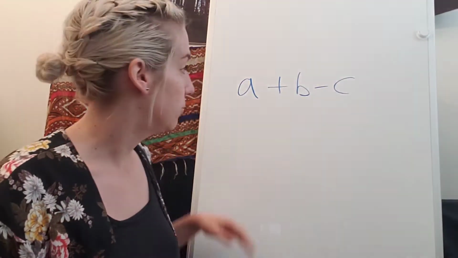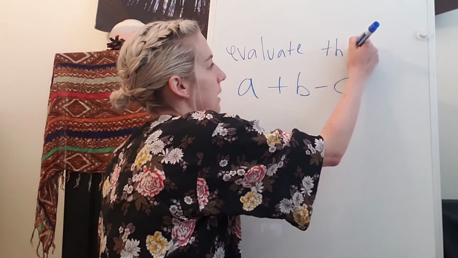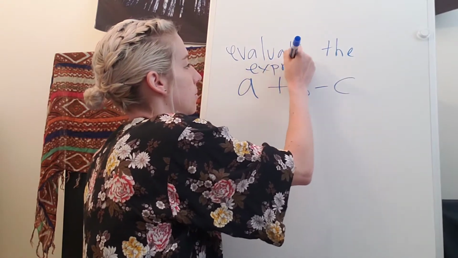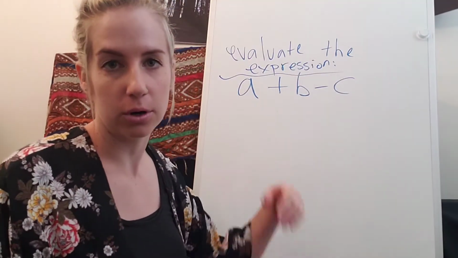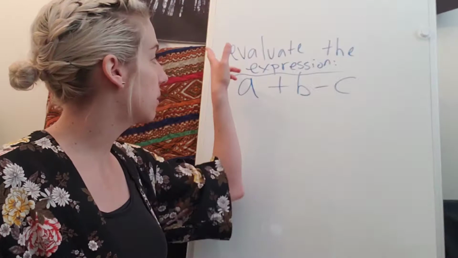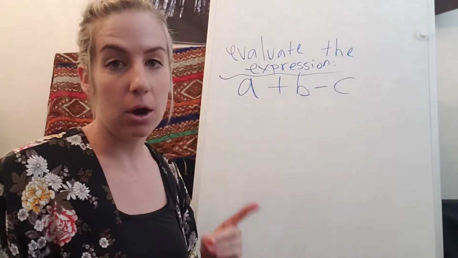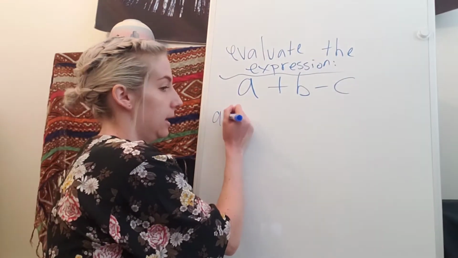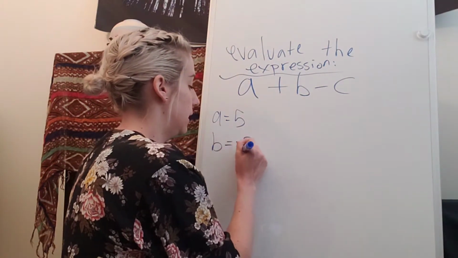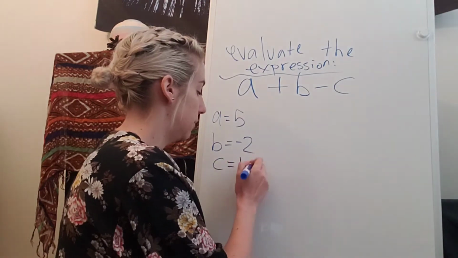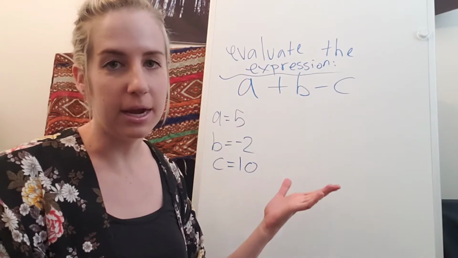So what they do in math sometimes is they'll say, evaluate the expression. Expression is a fancy word for some math or an equation. When they say evaluate, usually they mean: here's this equation, and now what if I told you that A was equal to 5, B was equal to -2, and C was equal to 10? First they give you an equation, and then they give you the code for it.